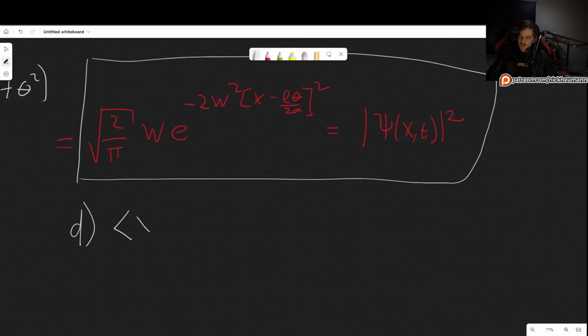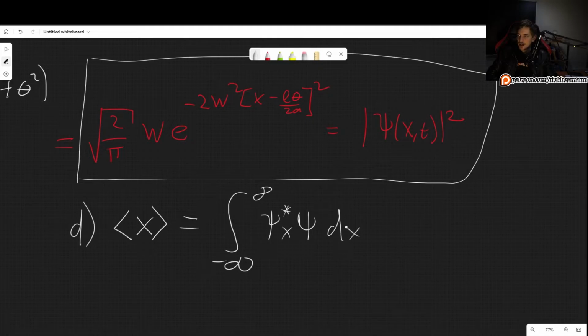So the expectation value of x is the integral from minus infinity to infinity of psi conjugate x psi dx. But since we can commute x and our wave functions, this is basically x and the modulus squared, right?